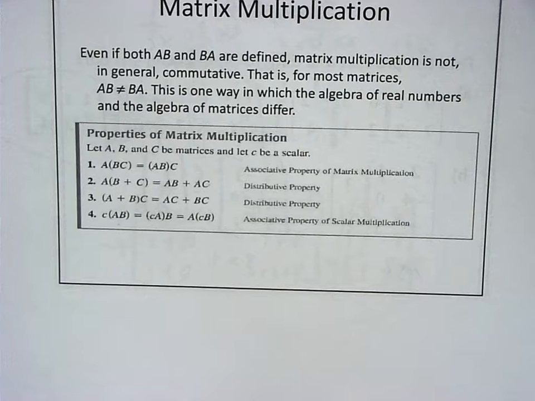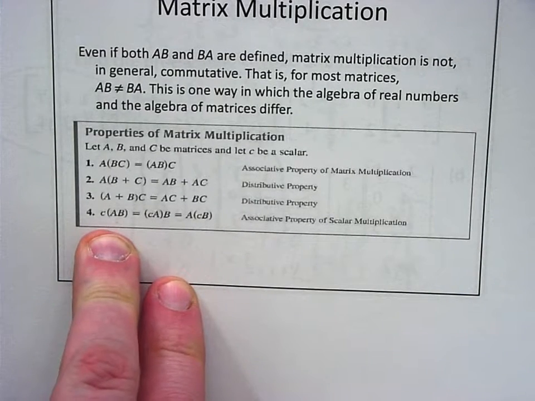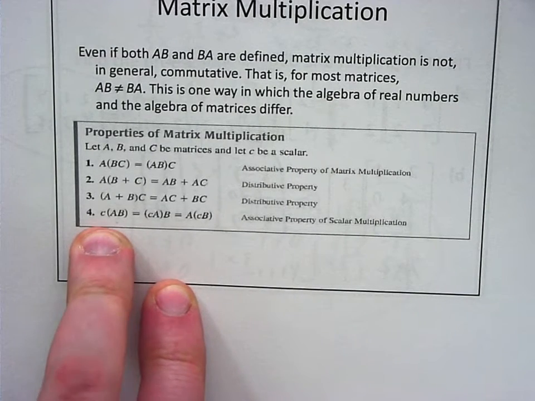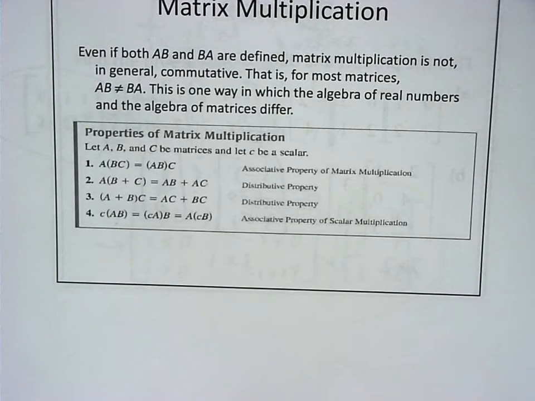Same thing with 3. C, the scalar multiplier, does not distribute over multiplication. It distributes over addition. So don't apply the C to both the A and the B. It's only one or the other. Or just wait until you're done. It's probably going to be the easiest way.